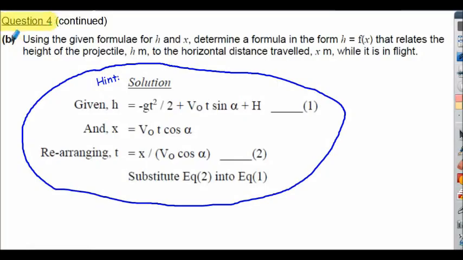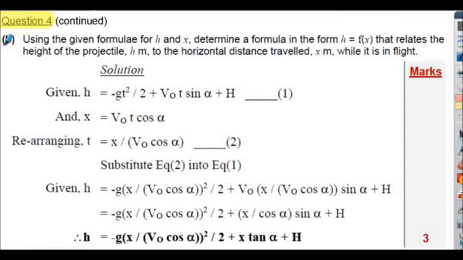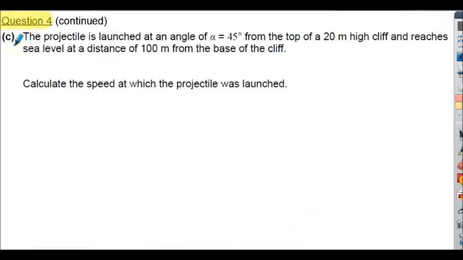Question 4, part B, question shown here. This is a hint to commence the solution. Question 4, part B, here's the full work solution. Question 4, part C, here's the question. I'll show you the full solution on the following slide.